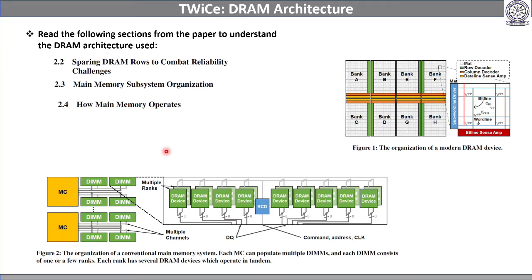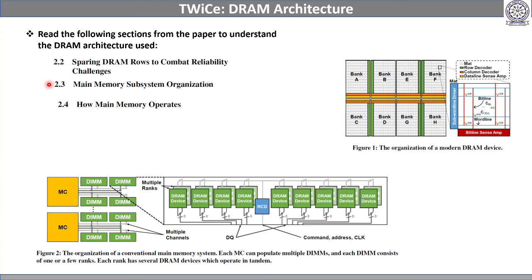attack. So I'm also advising you to read sections 2.2, 2.3 and 2.4 of the paper by yourself. If you read these sections, you will have a clear idea about the DRAM architecture they use and how the DRAM architecture works. But from all these subsections, I will quickly discuss this part: sparing DRAM rows to combat reliability challenges.